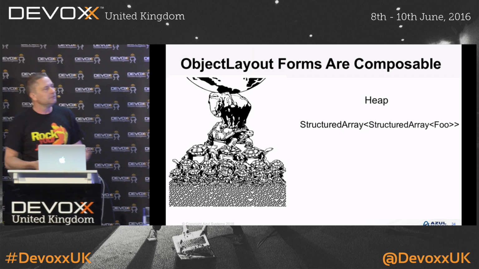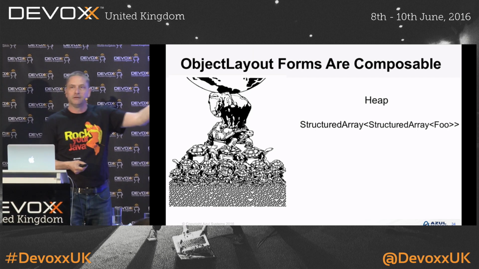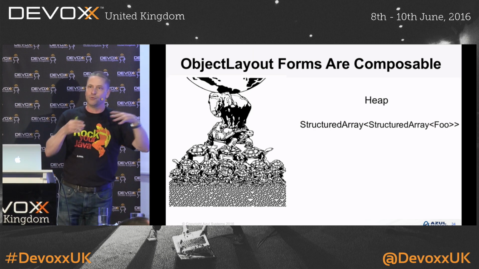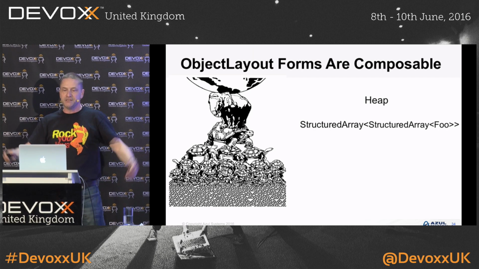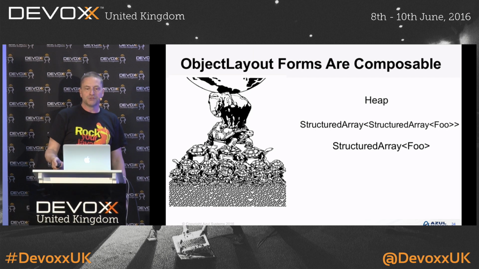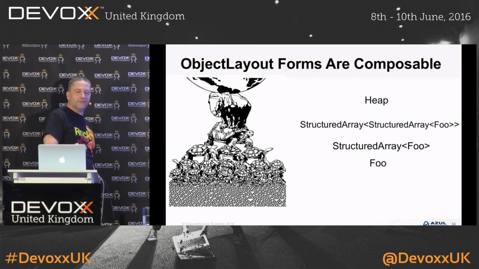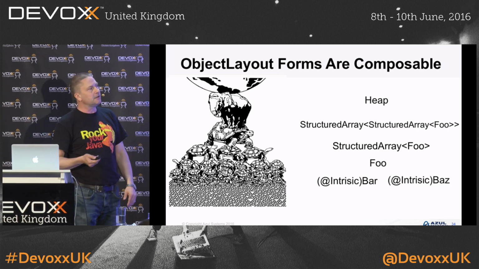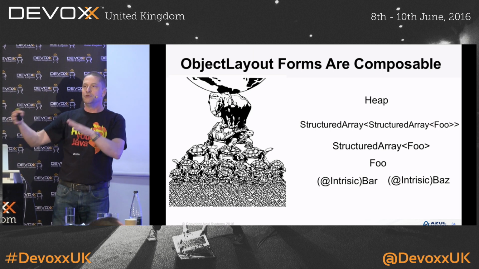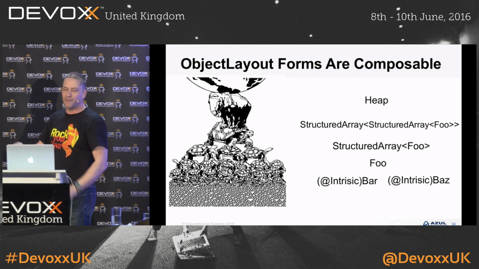We can create within that a structured array, which has a structured array of type Foo associated with it. So we've got a structured array of structured arrays. Foo, so that gives us our structured array of Foos as the elements within that structured array. Foo itself could then have an intrinsic bar, an intrinsic baz, so that's like our endpoint 1, endpoint 2. So those will be contiguous in memory.